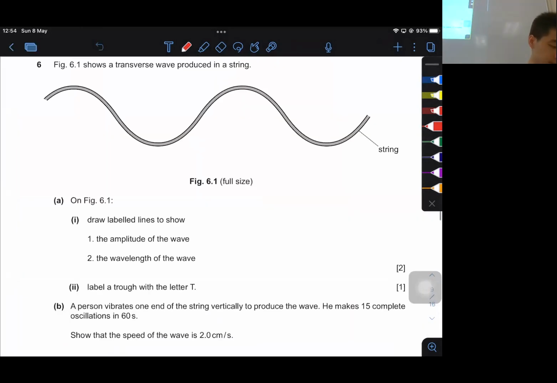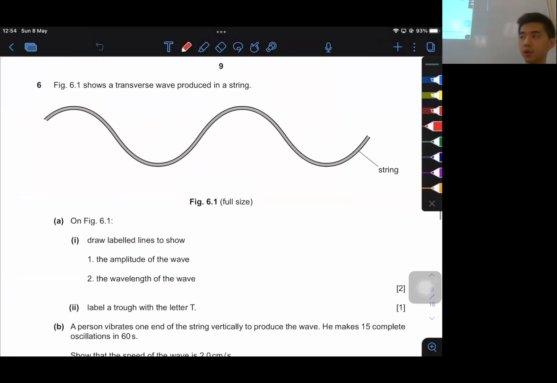Okay, so if you can do that, then we can attempt the question here already. Oh shit, were you guys copying?